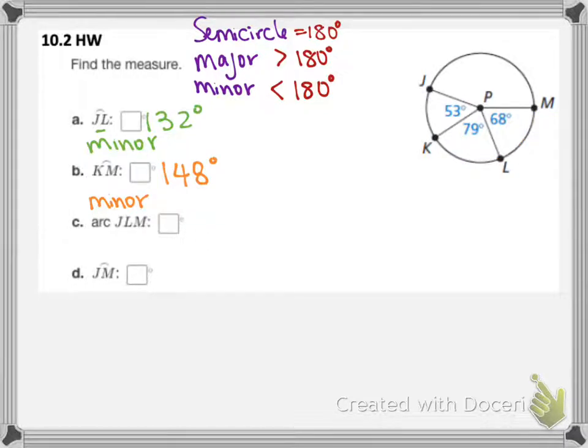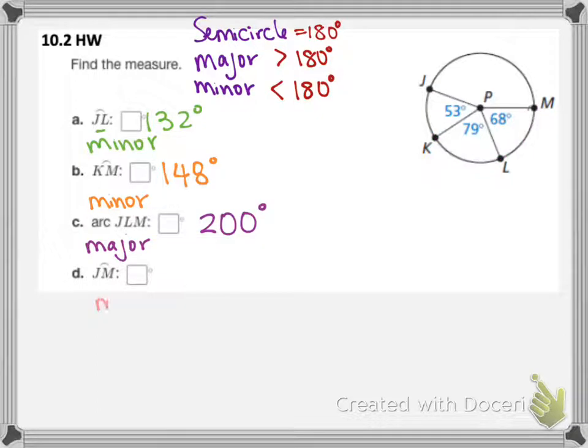Alright, the next one, arc JLM. So starting at J, go in the direction of L, and then end at M. So we're going to need to add 53, 79, and 68 together, which is 200 degrees, which makes this a major arc.